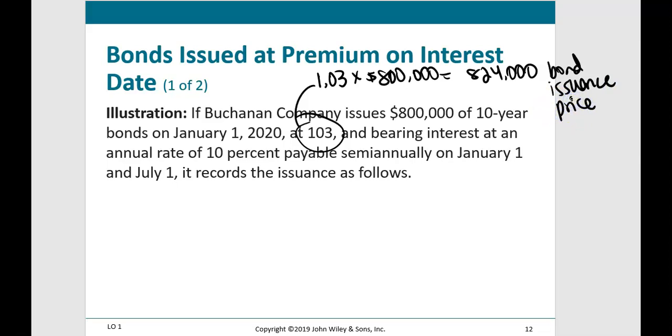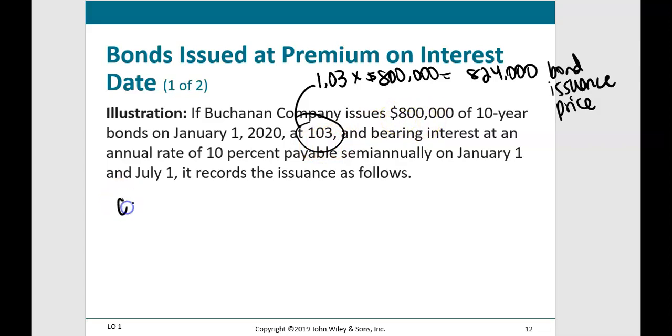Interest rate is 10%, so we can infer based on this that the market rate must have been lower than 10%. Everyone wants this 10% return, or 10% cash interest payments to be received semi-annually for 10 years. They're bidding up the price, willing to pay more than face value, than the 800,000.